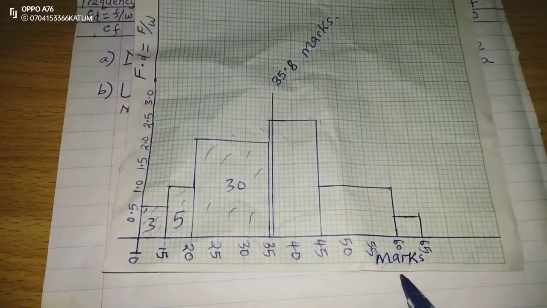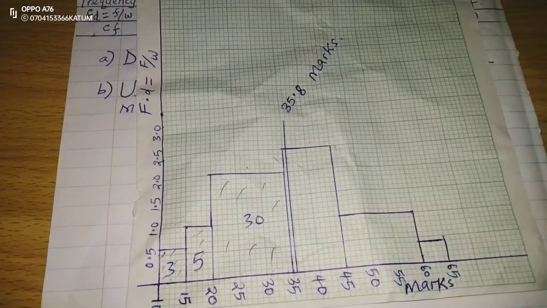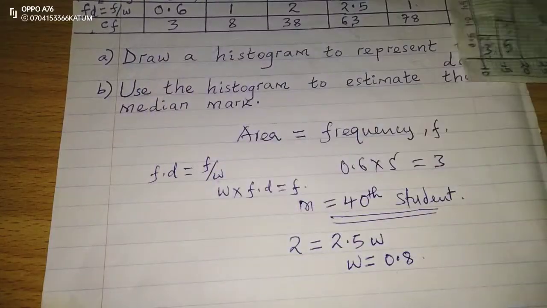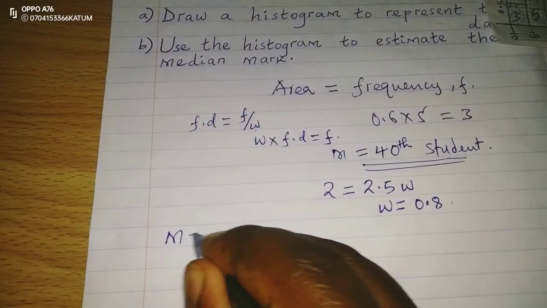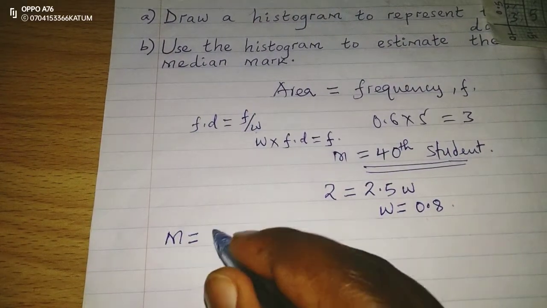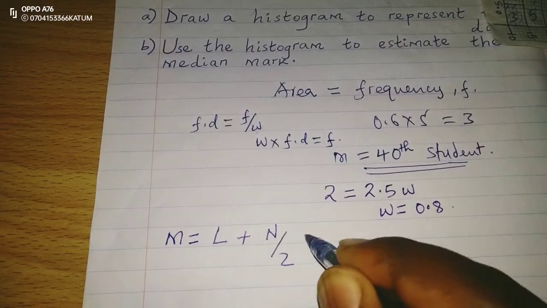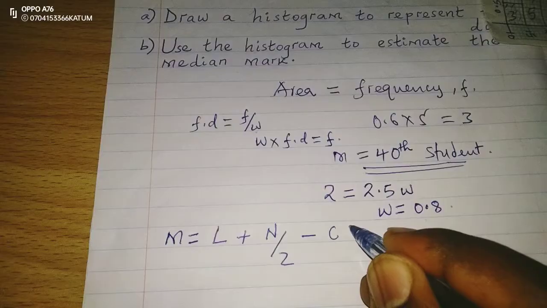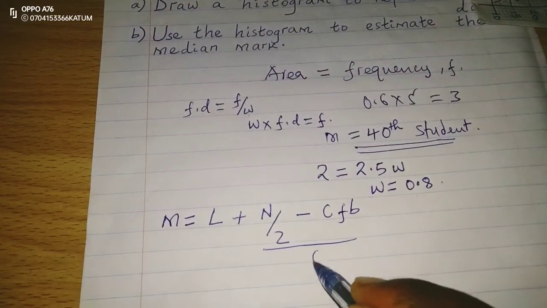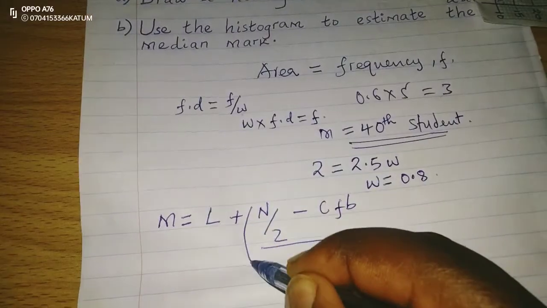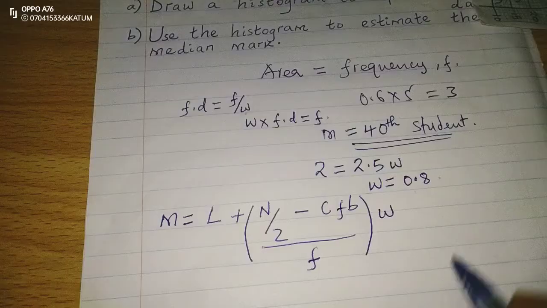We can confirm the value of this median using the formula for median. So when we use the formula for median, we know that median is given by lower class boundary plus n out of 2 minus cumulative frequency before the median class divided by frequency of the median class, then everything multiplied by the width, the class width.